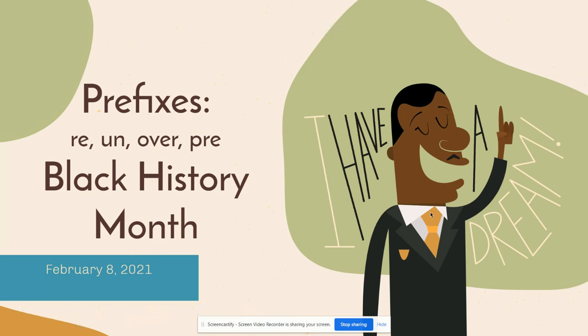So, today we're going to be reviewing two prefixes that we talked about last week. Those are going to be re and un, but we are also going to be talking about new prefixes, over and pre. Now, today is February 8th.